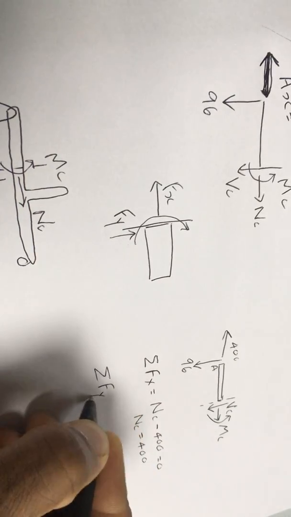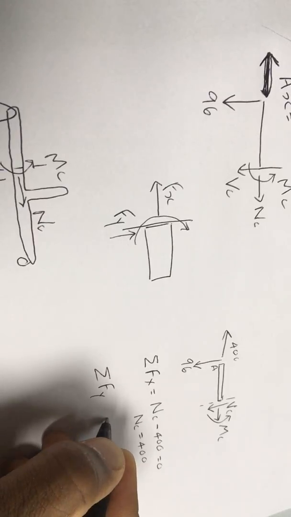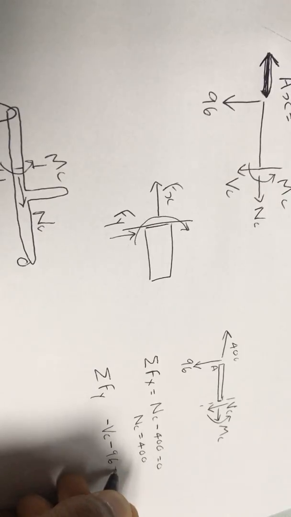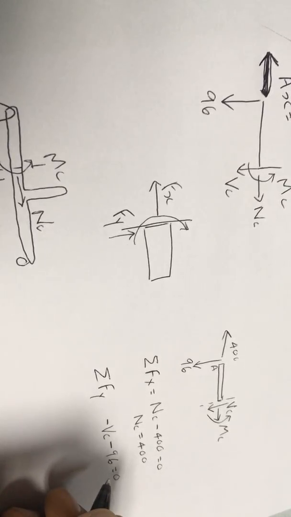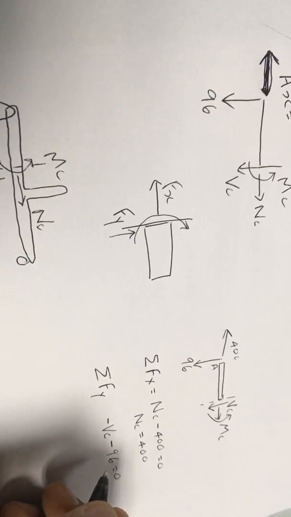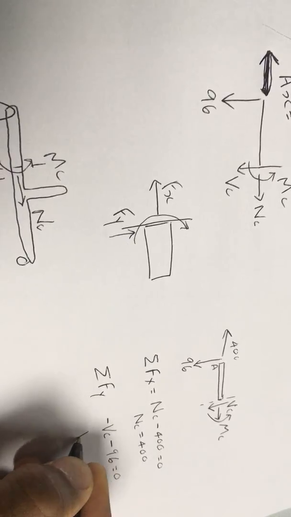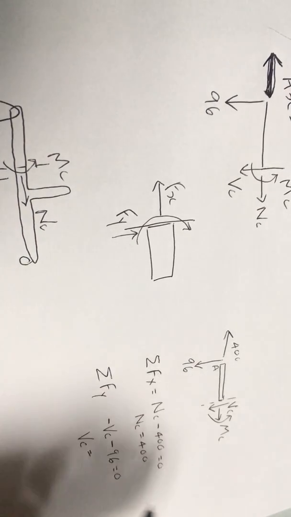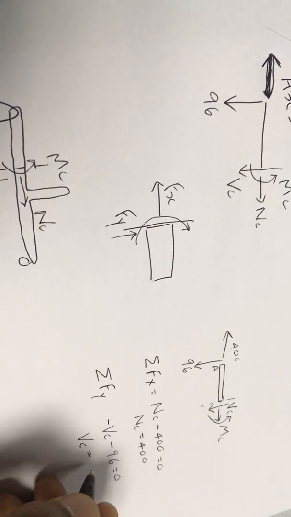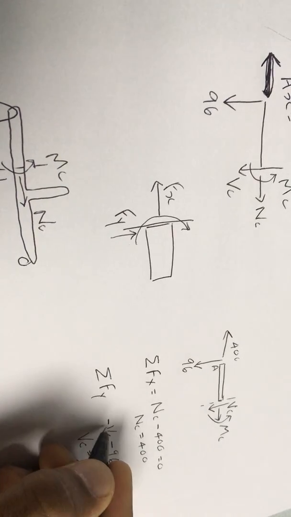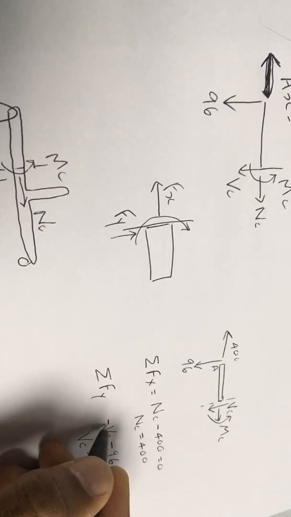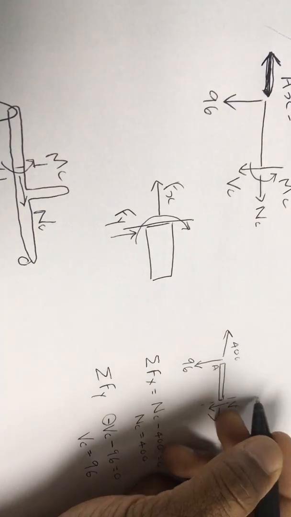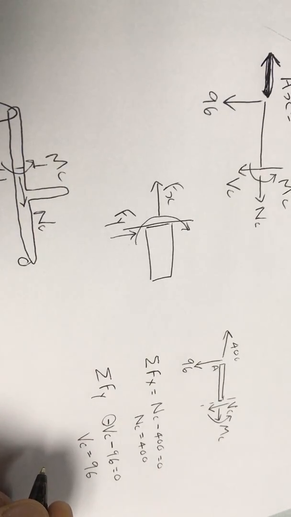We sum the forces in the Y, and you'd see that negative VC minus 96 would be equal to 0. So VC would be equal to, and VC has to be going upwards, right? If this is going down, then VC would have to be going up. So remember, it's all relative. If you have a downward force, that force must be equal and opposite to it.